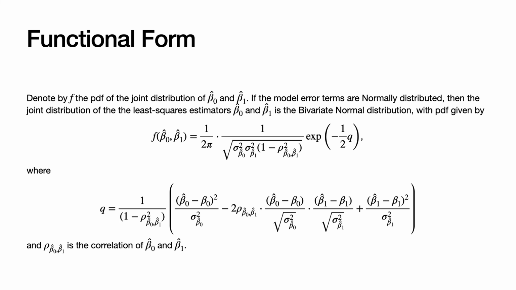So this is a function of the least squares estimators beta 0 hat and beta 1 hat, and it's equal to 1 over 2 times pi times 1 over the square root of sigma squared sub beta 0 hat times sigma squared sub beta 1 hat times 1 minus rho squared, all of that times the exponential function evaluated at negative 1/2 times q, where q is the expression shown at the bottom of the slide, and rho is the correlation of beta 0 hat and beta 1 hat.